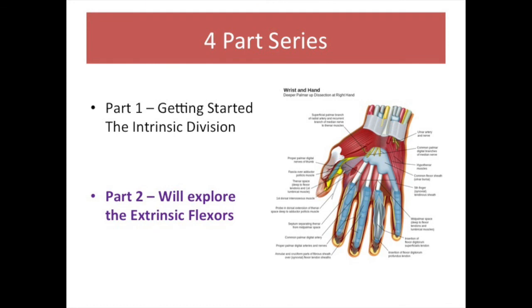This concludes part 1 of the 4-part series of the musculotendinous system of the hand. Part 2 will explore the extrinsic flexors.